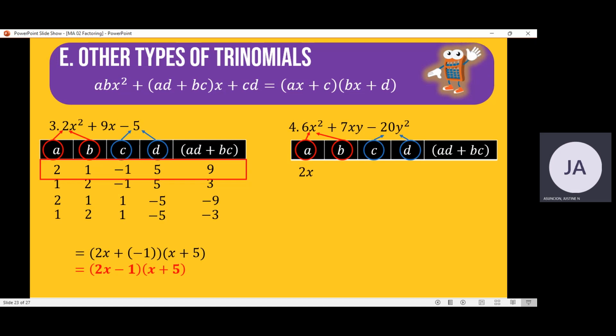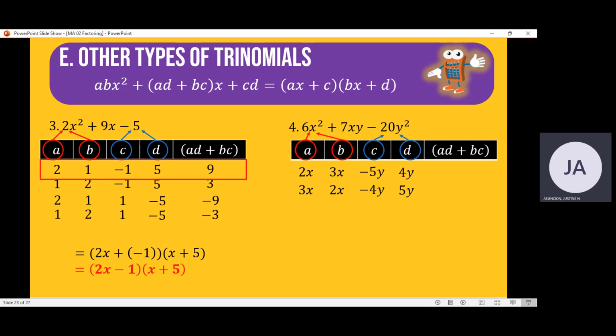Okay, for instance, 6x squared can be expressed as 2x times 3x. For -20y squared, we can express as -5y times 4y. Another one, 3x times 2x for 6x squared, and then -4y times 5y. That's -20y squared. So as you can see here, there are lots of combinations, right? But let's focus now on the first one.